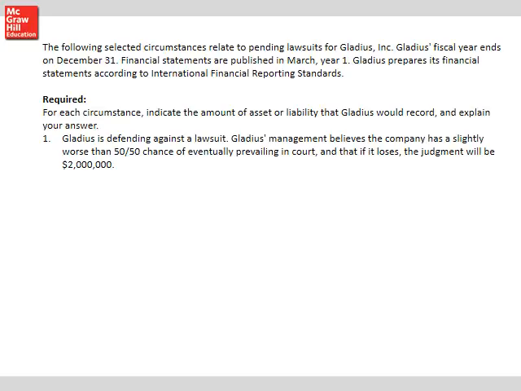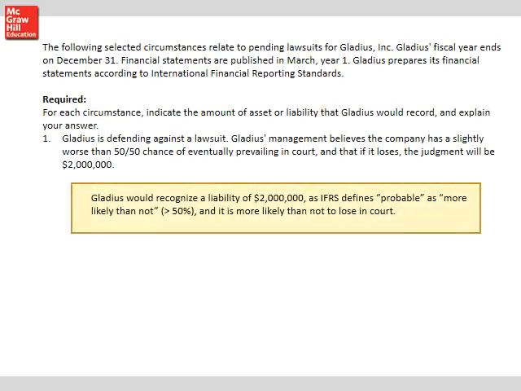So number 1, we have a slightly worse than 50-50 chance of prevailing in court, and the judgment will be $2 million. We would recognize a liability of $2 million. IFRS uses more probable than not. So worse than 50-50 is more probable than not, and so they need to record the liability of $2 million.